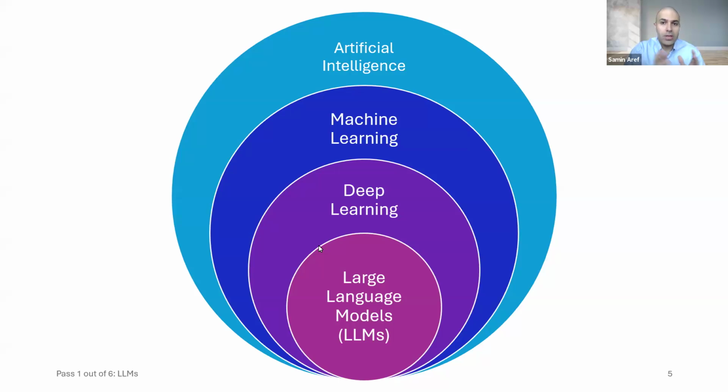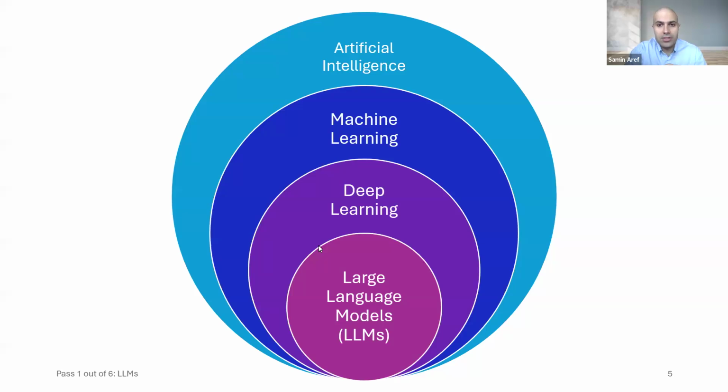So there are 3 key features in this definition. First of all, they are large, meaning that the training data is large, in the order of petabytes. And also these models have a large number of parameters, like billions of parameters. And these parameters allow the model to learn language and gain some general understanding of the language.